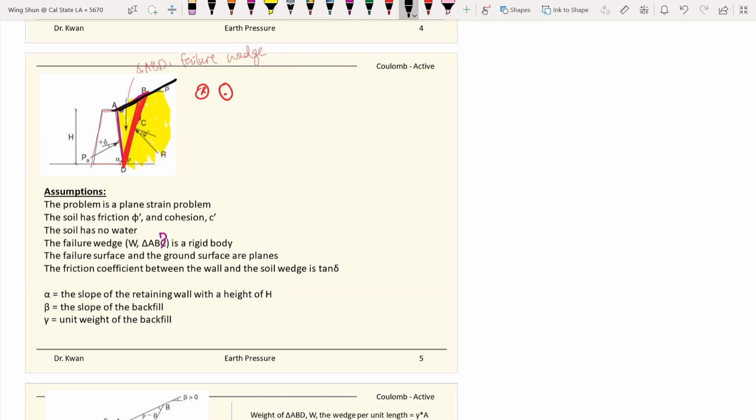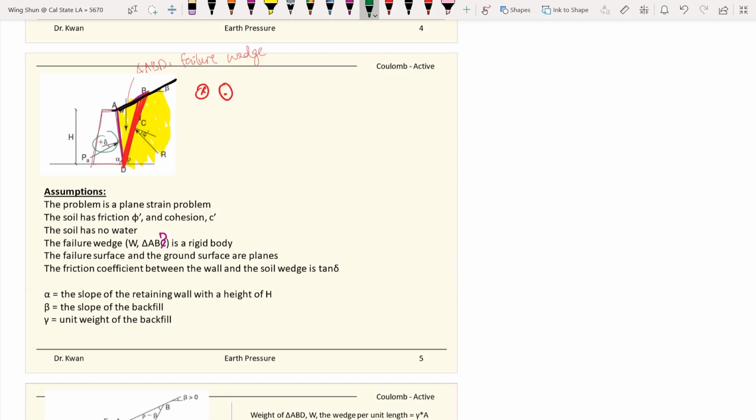Those are the assumptions. And the friction coefficient between the wall and the soil wedge is tan delta. So here you assume you have a friction angle right there when this wedge slides against the concrete wall. It depends on the material of your retaining wall, so you can adjust this delta parameter. But it does assume the friction exists between the soil and the wall.